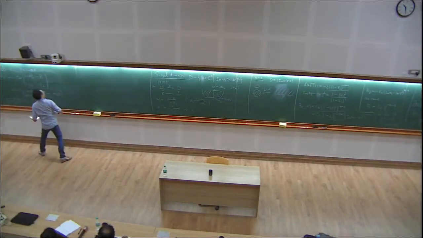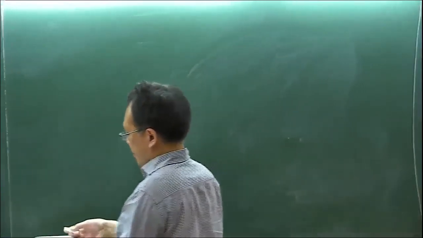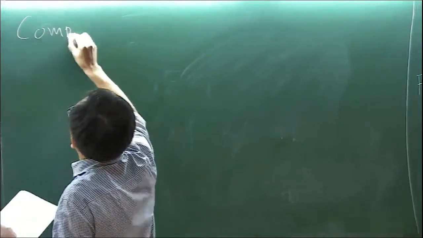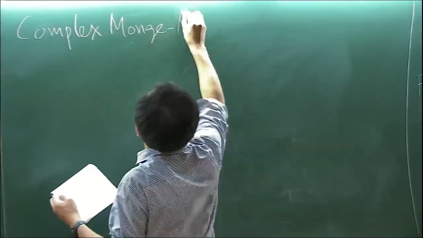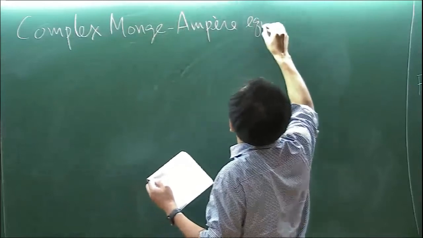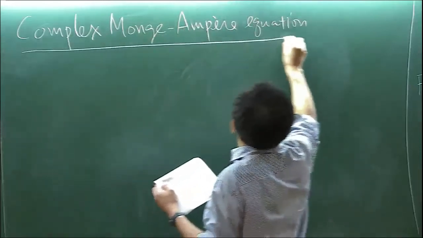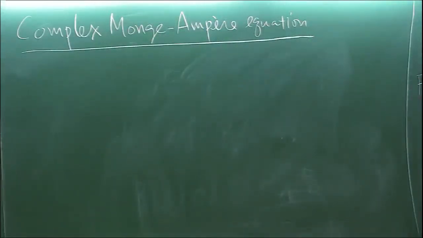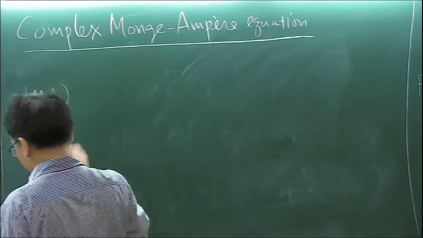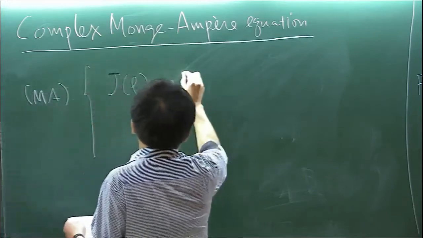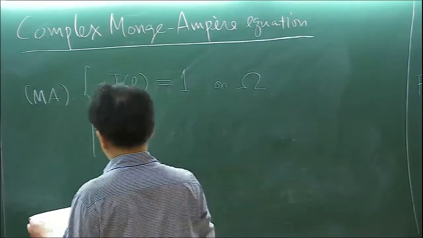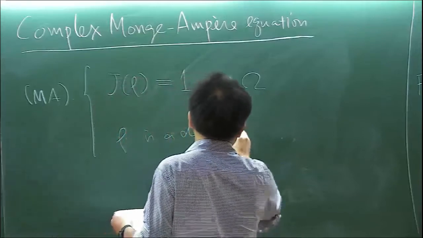So a natural guess, or natural strategy, is to consider the following equation. So the Bergman kernel has such a formula. So try to fix rho by normalizing this term to be 1 inside. So consider the Monge-Ampère equation. That is J(rho) equals 1 on omega, and rho is a defining function of omega.